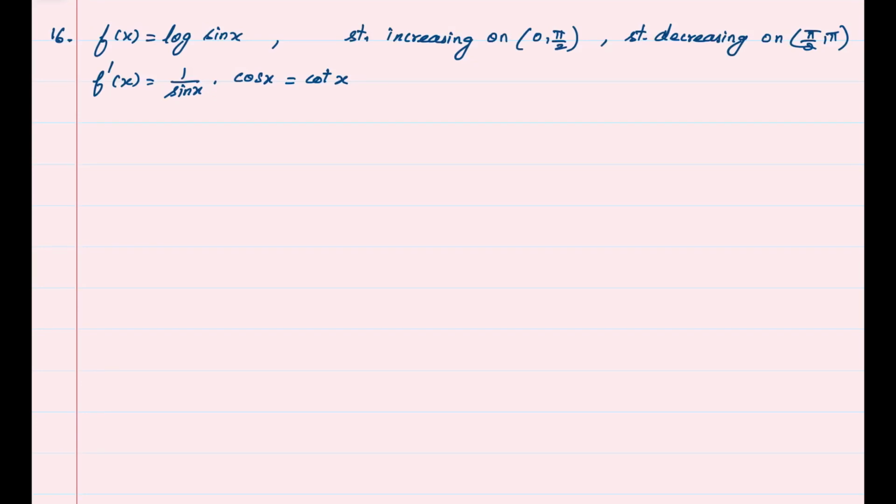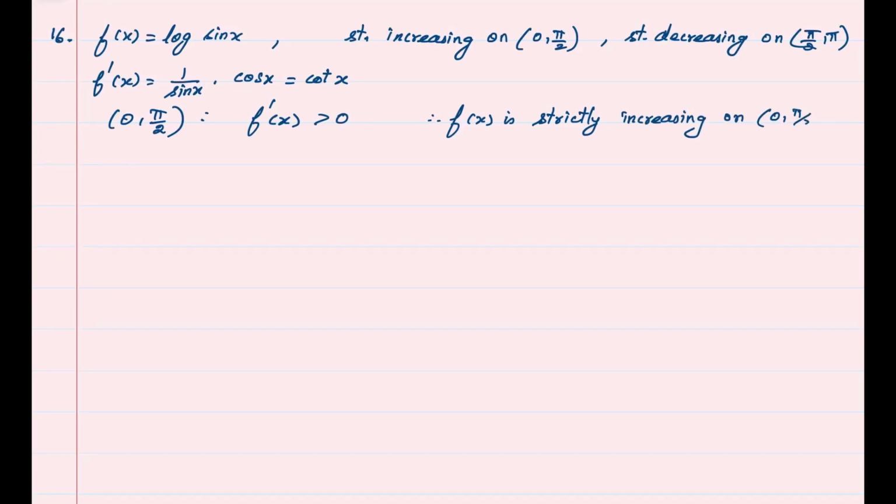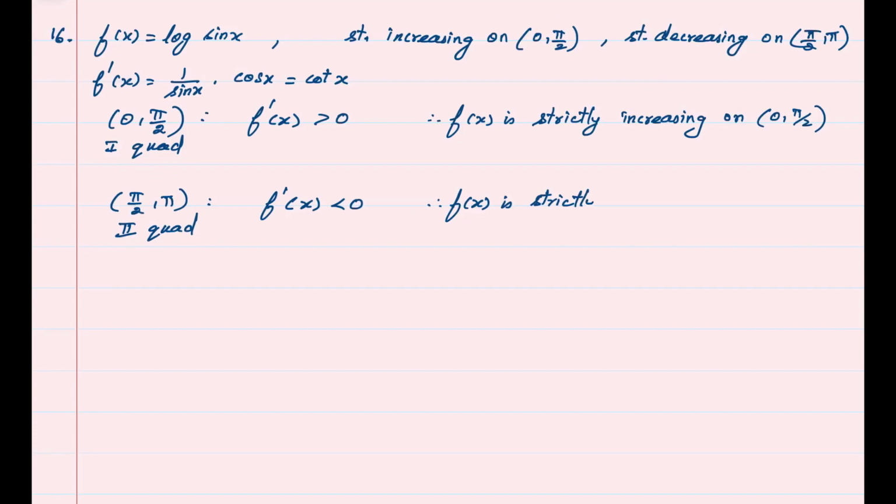If we equate the first derivative to 0, we get x equal to pi by 2, and pi by 2 is not included in these intervals. Therefore, in the first interval 0 to pi by 2, f dash of x is strictly greater than 0. Therefore, f of x is strictly increasing on open interval 0 to pi by 2. Now, let us check for the next interval, pi by 2 to pi. Again, the critical value pi by 2 is not there in this interval. And in the second quadrant, we know that f dash is less than 0. Therefore, f of x is strictly decreasing on the open interval pi by 2 to pi.